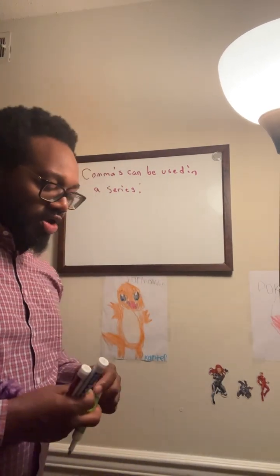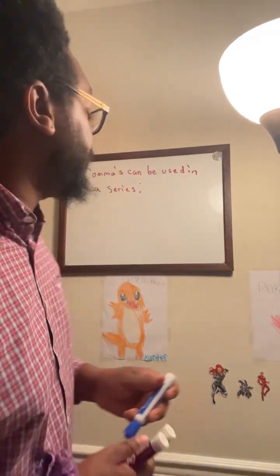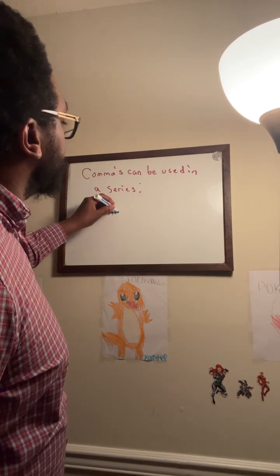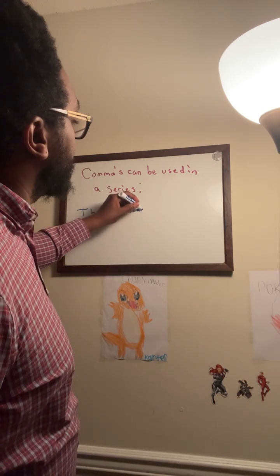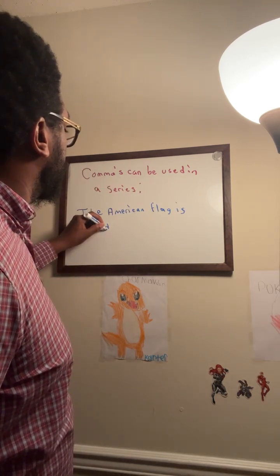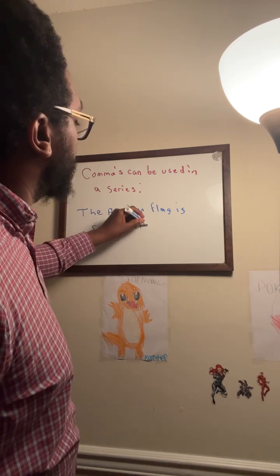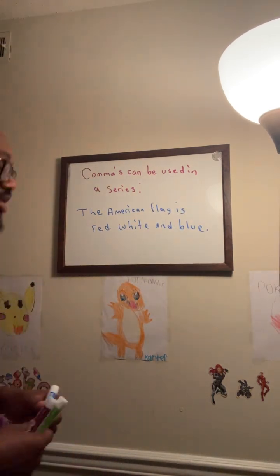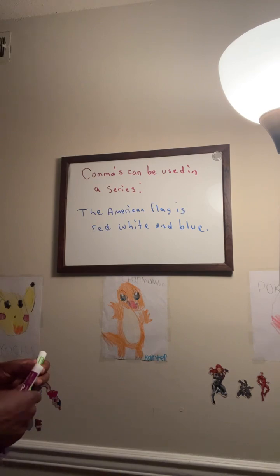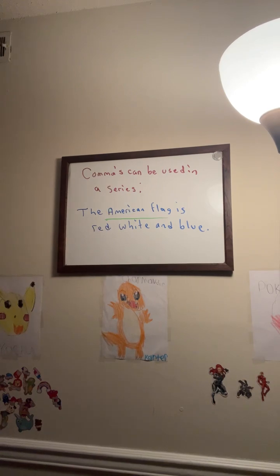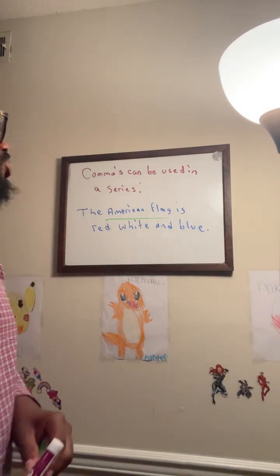All right, I'm in the United States, so let's describe the United States of America's flag. The American flag is red, white, and blue. So this is a series because red, white, and blue refers to the American flag. So which of these words that's describing the flag should the comma belong to?